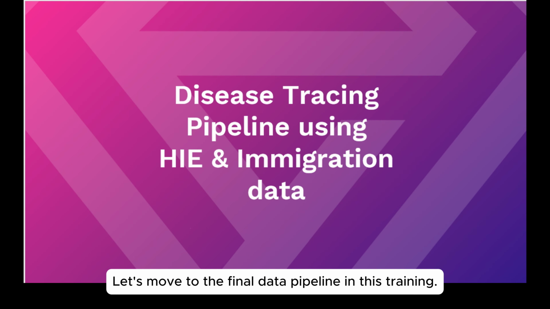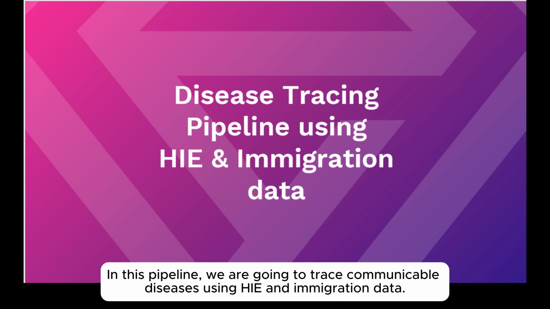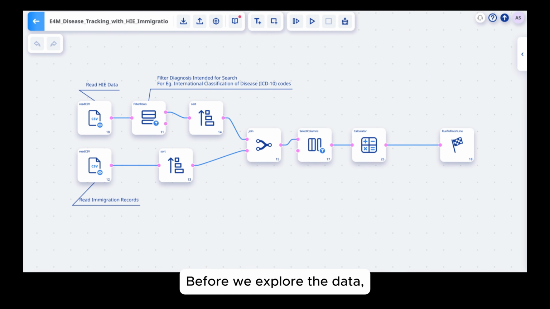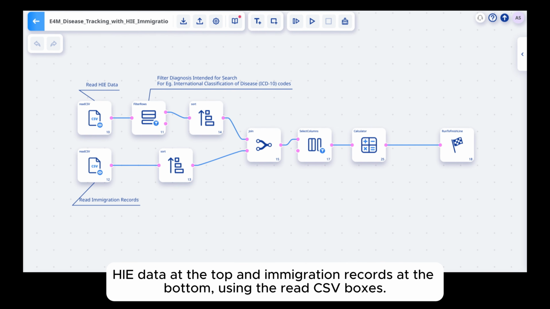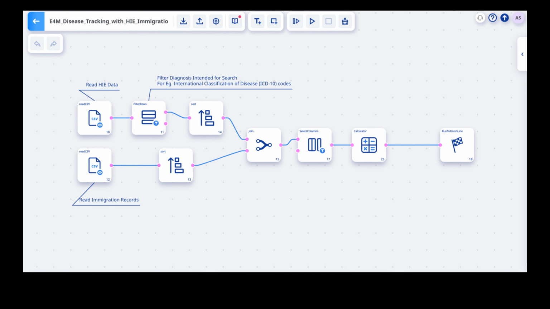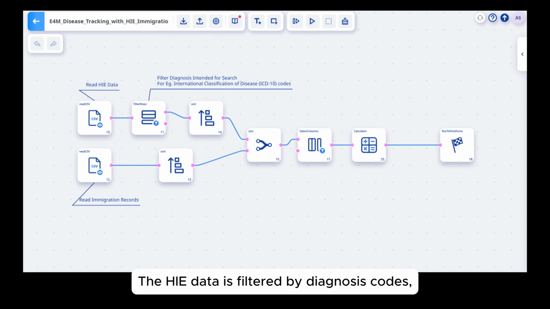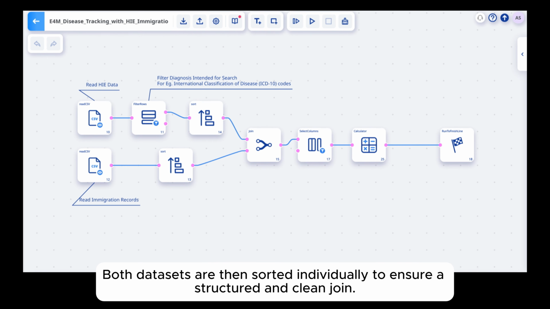Let's move to the final data pipeline in this training. In this pipeline, we are going to trace communicable diseases using HIE and immigration data. Before we explore the data, let's have a quick overview of the workflow. This pipeline starts by loading two datasets, HIE data at the top and immigration records at the bottom, using the read CSV boxes. The HIE data is filtered by diagnosis code such as ICD-10 through the filter rows box. Both datasets are then sorted individually to ensure a structured and clean join.